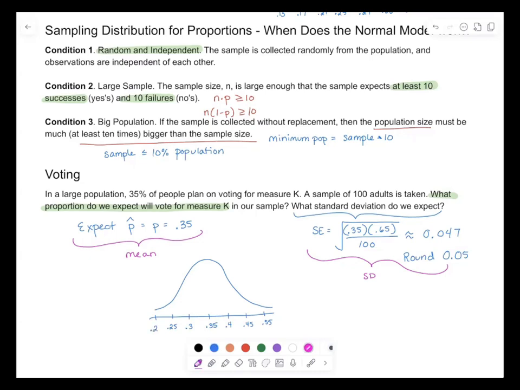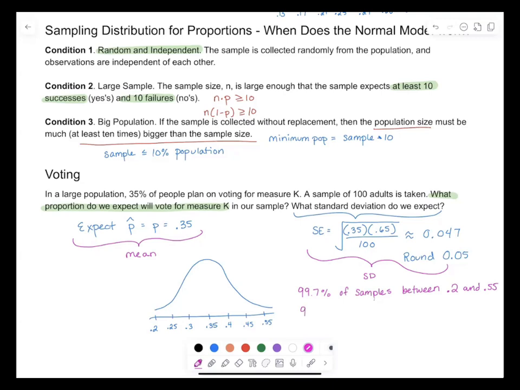So this graph is telling me that 99.7% of samples are going to be between 0.2 and 0.5. So almost everything should be in that 0.2 to 0.5 range. If somebody takes a sample and it's outside of that, if they get a sample and it's 0.75, I'm going to think maybe there's bias, maybe something didn't work with the conditions.